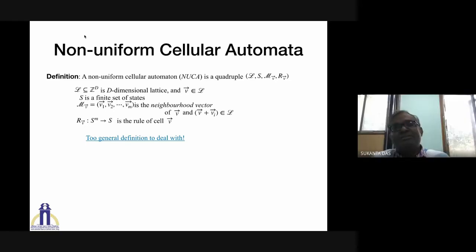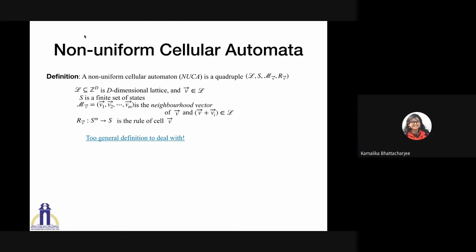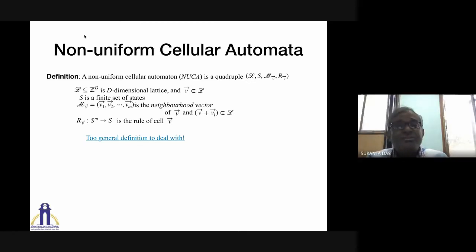Right. I got your point. So you're saying, although I said it's a quadruple, this MV is for individual V. So if there are many V, obviously there are many cells. For each cell, I take many vectors. Actually, if it is an infinite set, then both these sets will be infinite sets.